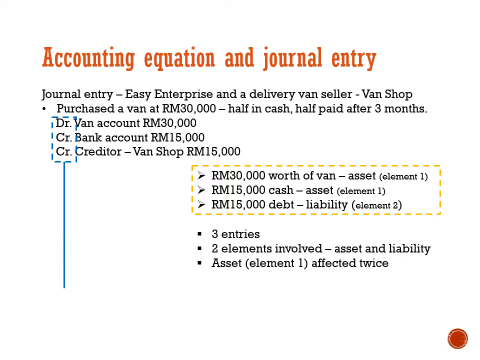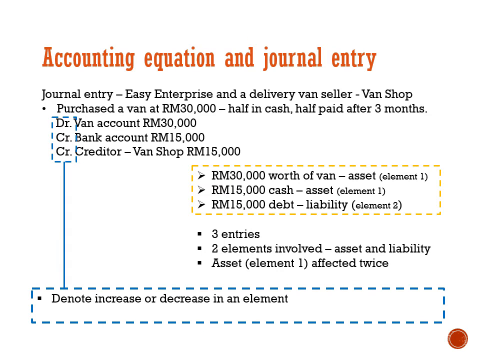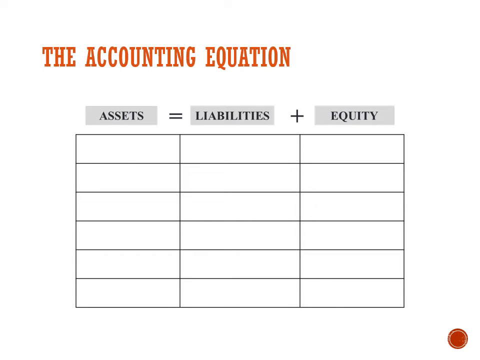The debit and credit, again, will represent an increase or decrease in the elements involved. And the increase and decrease will aim at balancing the accounting equation. Let us now look at the accounting equation. As I introduced a few times before, this is how the accounting equation looks. Assets are equivalent to liabilities plus equity.